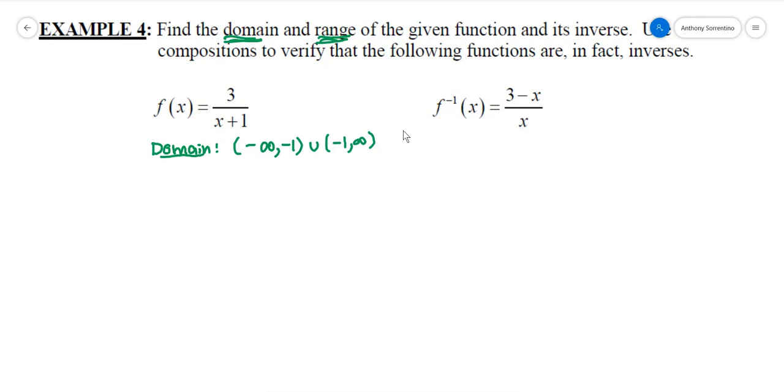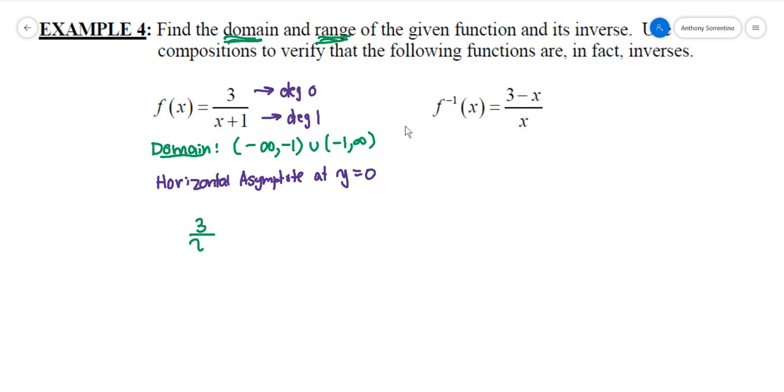I know this thing has a horizontal asymptote at y equals 0, because I have degree 0 up here, degree 1 down here. The highest power of x on top is smaller than the highest power of x on the bottom, which means we have a horizontal asymptote at y equals 0. Now, just because it has a horizontal asymptote there doesn't mean that the graph can't pass through it. If it passes through that asymptote, it's not a range restriction, but I have to say, okay, well, is it possible for 3 over x plus 1 to equal 0?